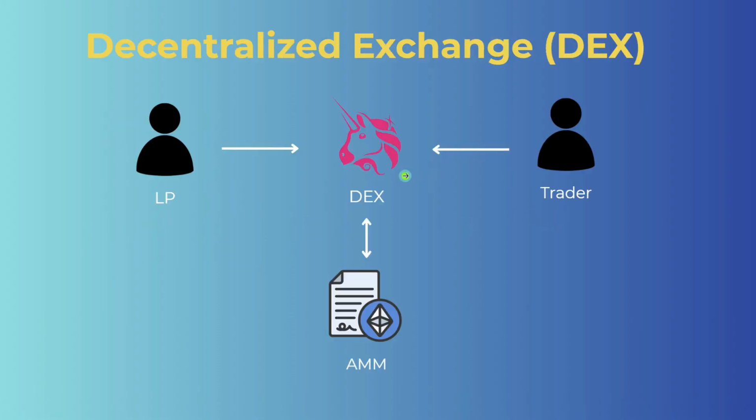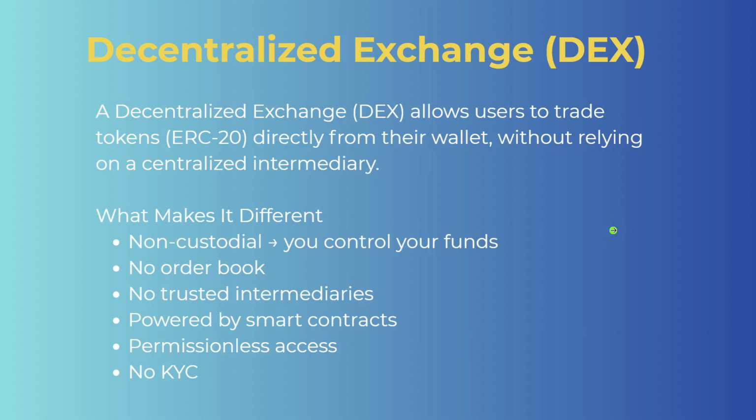On the other hand, we have a decentralized exchange. A decentralized exchange allows users to trade ERC20 tokens, which is a standard that allows creating tokens with similar properties and exchanging them. So it allows users to trade tokens directly from their wallet without relying on a centralized intermediary. Of course, what makes it different is that it's non-custodial.